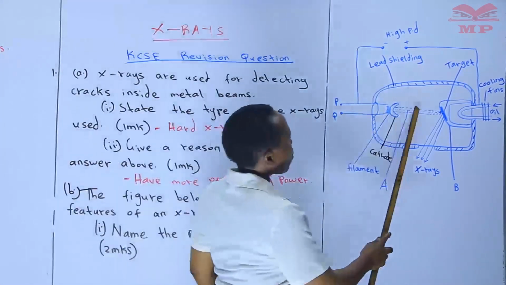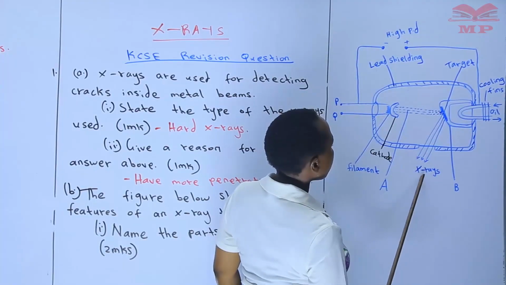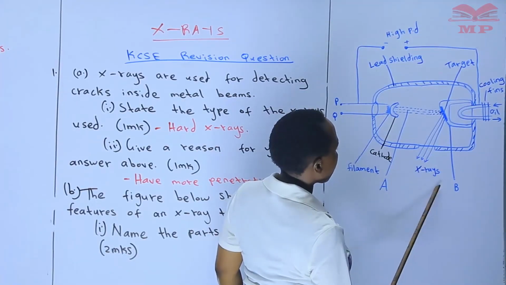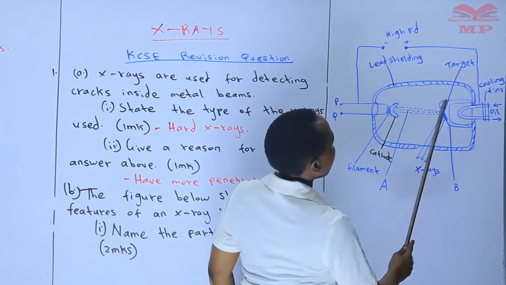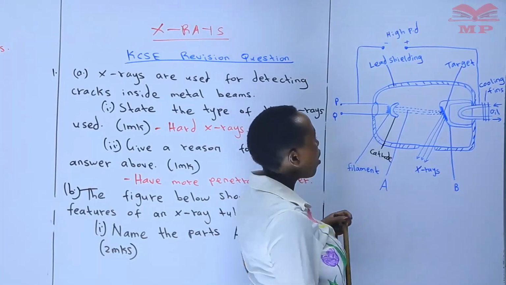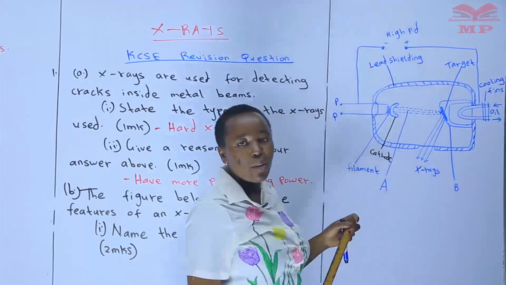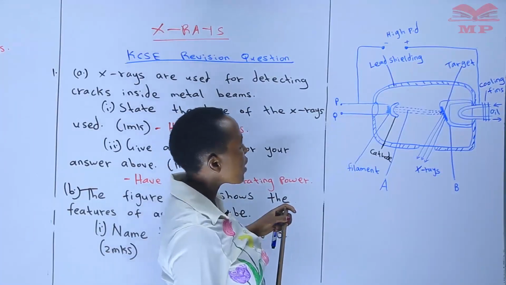When these electrons hit this part, which is the target, they produce the X-rays. So we have this part which is our target, and we say that for the target we use molybdenum or tungsten, because they are metals of high melting point to withstand the high temperatures.